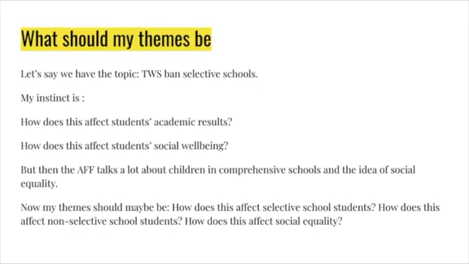So obviously that changed quite a bit from my initial instincts, but the good thing is you will probably be able to tell that pretty early on, because it will come out in the affirmative. In this case, the affirmative's probably first speaker, what their points will be. And so you can adapt to it pretty easily. In this case, I've realized that we're going to be distinguishing between different types of stakeholders, selective school students and comprehensive school students. And I've adapted to that rather than the different types of impacts that I initially had.